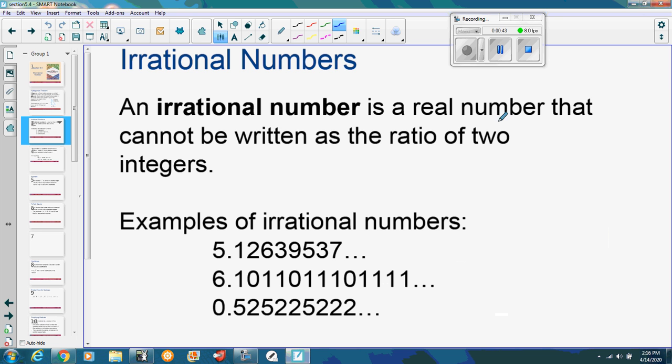Okay, so an irrational number is a real number that cannot be written as a ratio. So it doesn't repeat and it doesn't terminate. It just goes on, but it doesn't have a pattern where it will repeat. So it can't be written as a fraction.